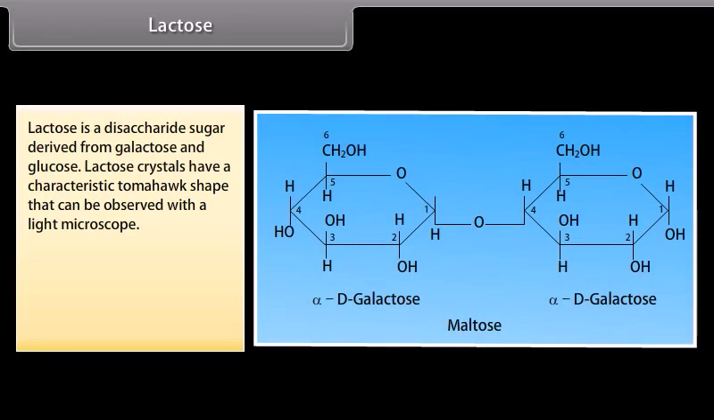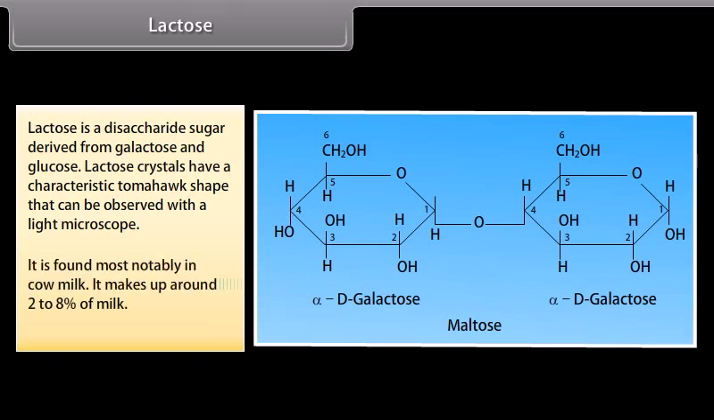Lactose is a disaccharide sugar derived from galactose and glucose. Lactose crystals have a characteristic tomahawk shape that can be observed with a light microscope. It is found most notably in cow milk. It makes up around 2 to 8% of milk.